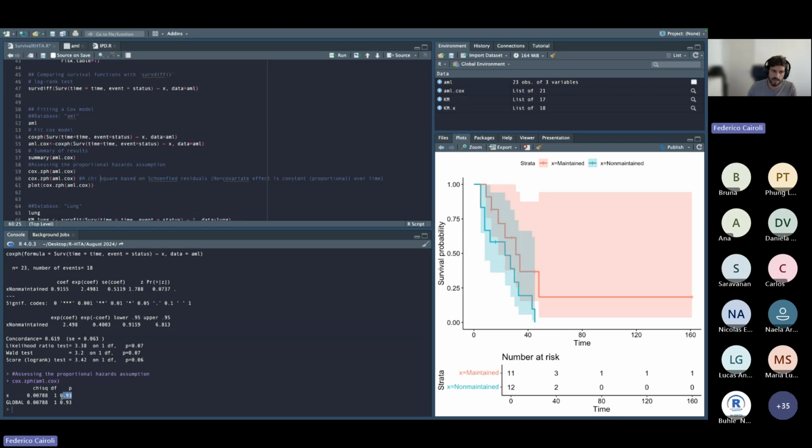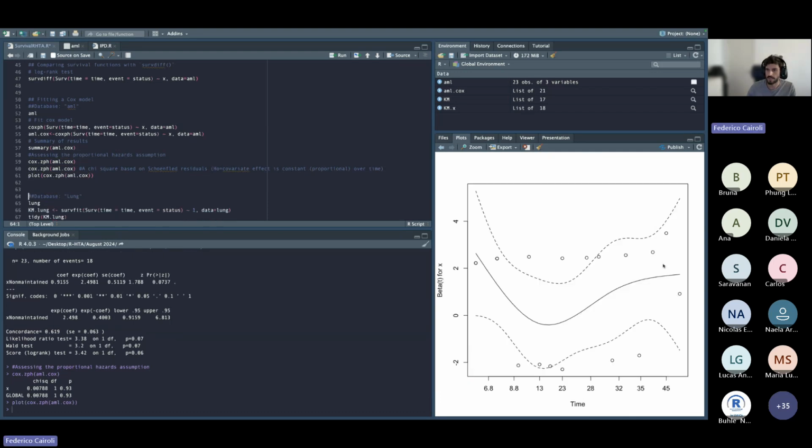So basically, we are saying that if this value is higher than 0.05, we can say that there is no violation of this assumption. And if we plot this specific function, we are going to see this. So you can use both, not only the statistical test to say, okay, my model is not violating this proportional hazard assumption, but also you can base your justification on showing this specific figure.